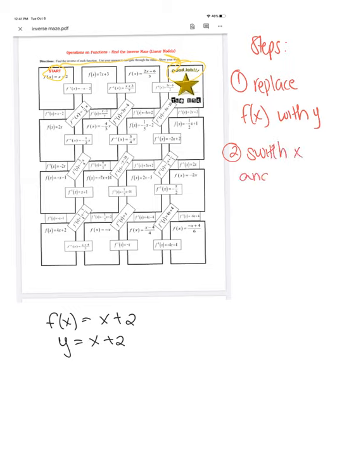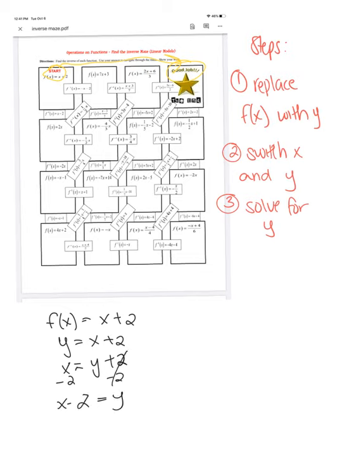x and y, okay? So now wherever I see a y, I'm just gonna put an x and vice versa, okay? So I switched my x and my y. Step 3 is then to solve for y, okay? So in this case, it's a one-step equation, okay? So what I'm going to do is I'm going to subtract 2 on both sides, right? I have x minus 2 equals y, because these 2's cancel out.